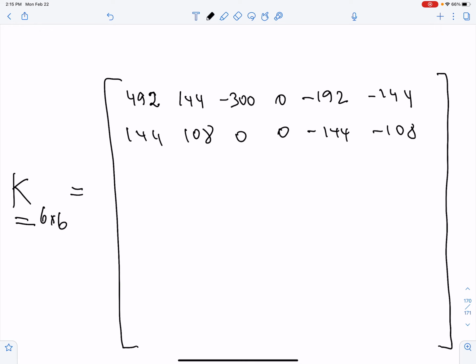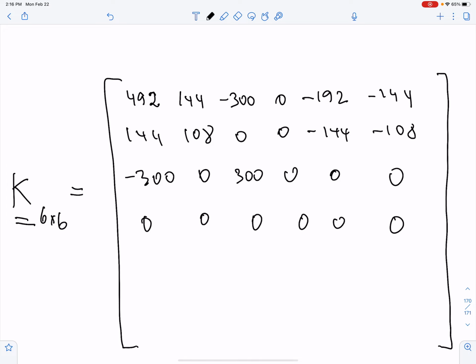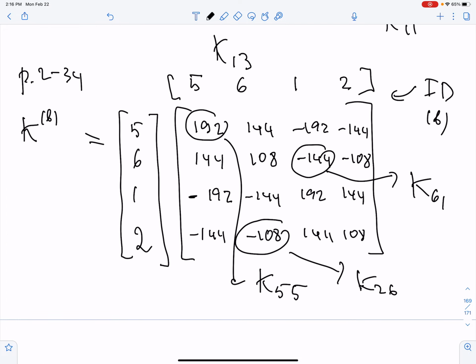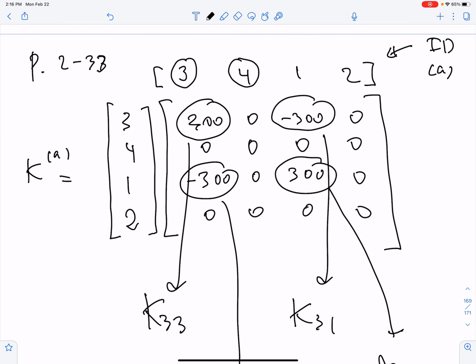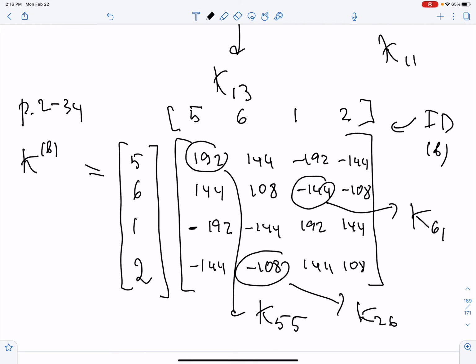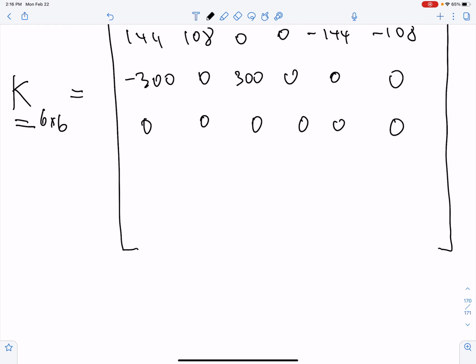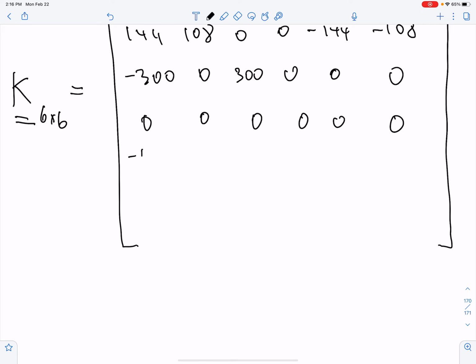Minus 300, 0, 300, 0, 0, 0. Row 4 happens to be all zeros. How do you see that? Well, the second element doesn't contribute to row 4 and the column. And if you look at the row and column 4 of the first element, it's also 0. And so all these zeros go and populate the global stiffness matrix.